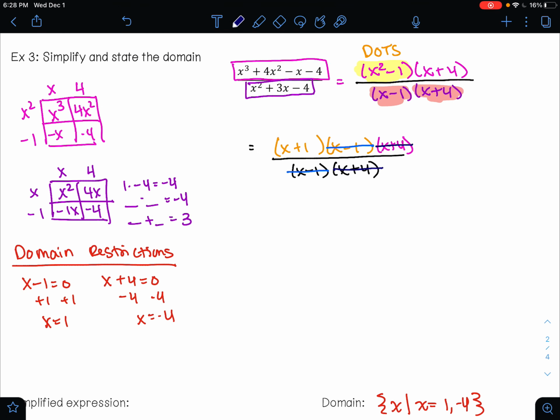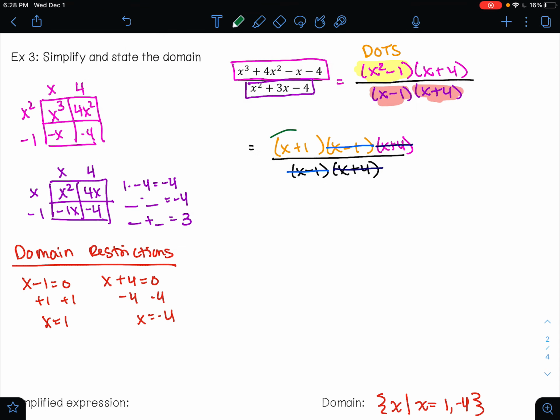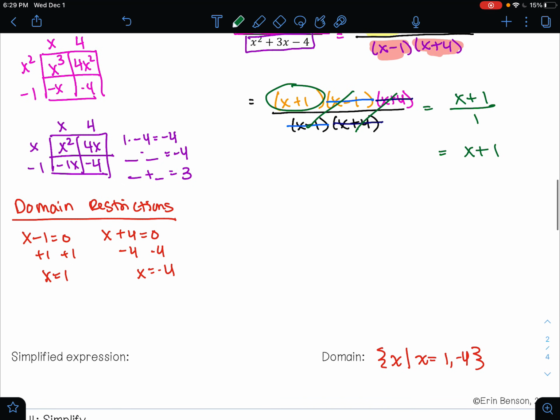So in my fraction here, all I have left is x plus 1 in my numerator. And because both of these canceled out, all I'm left with in my denominator is 1. X plus 1 divided by 1 is just x plus 1. So my simplified form of this expression is x plus 1. That is my answer.